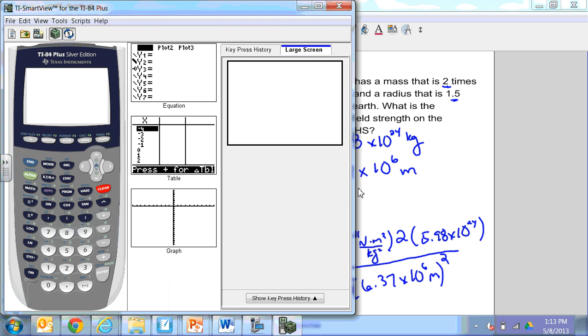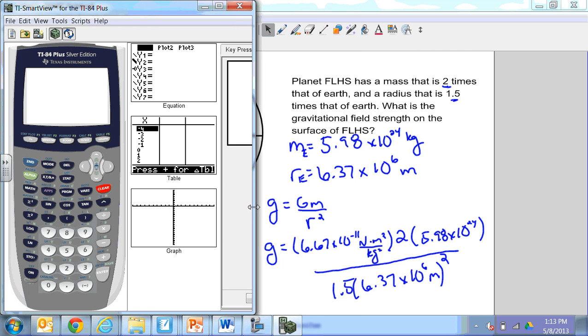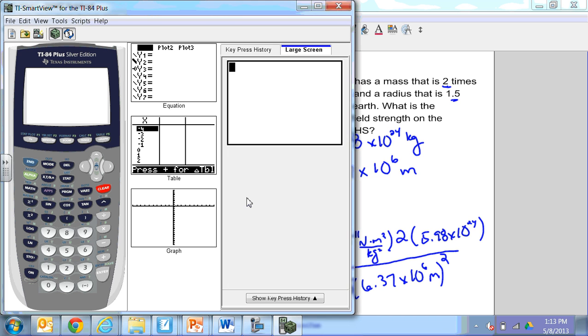Now, in order to type this into the calculator properly, it's really important that we use correct brackets and that we sub everything in right, or we're not going to get the correct answer, especially when you've got all of these numbers in scientific notation. So what you want to do is put all the terms in your numerator into one large set of brackets. So we'll open up a set, and we're going to enter our gravitational constant, 6.67 times 10 to the power of negative 11.